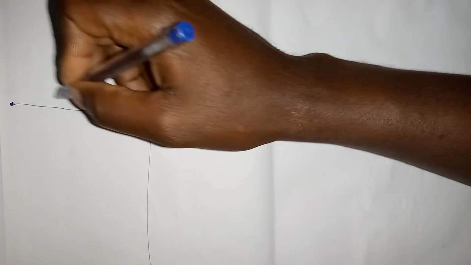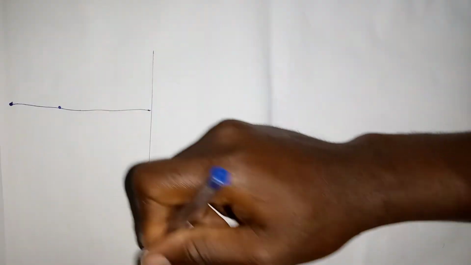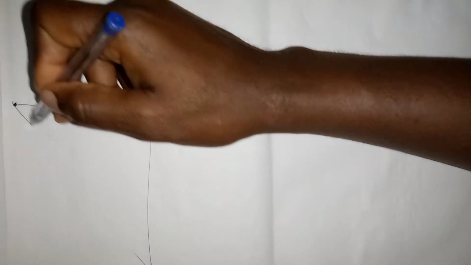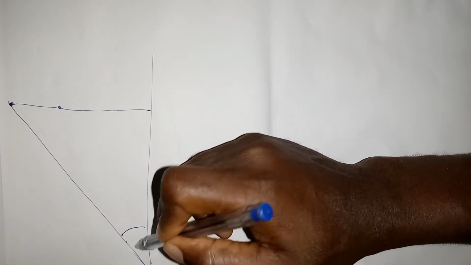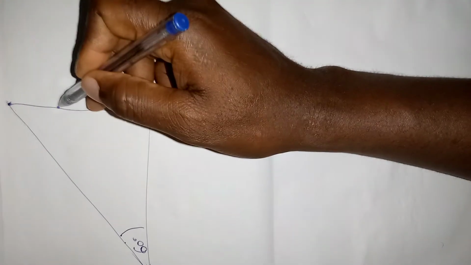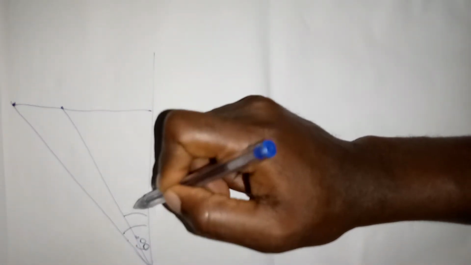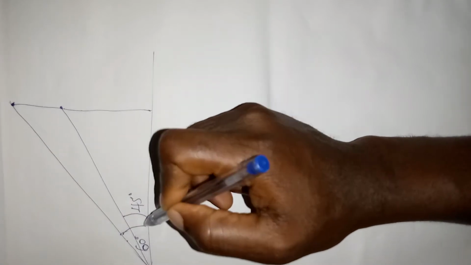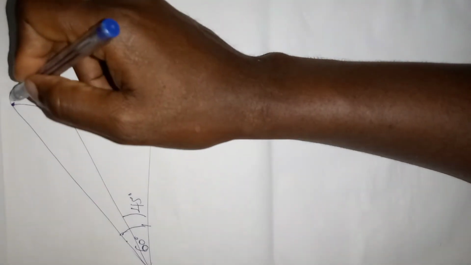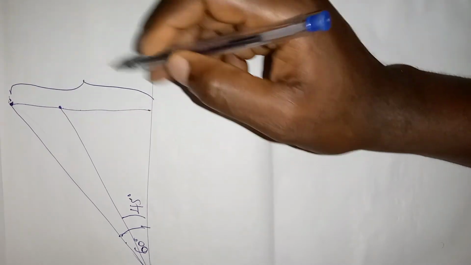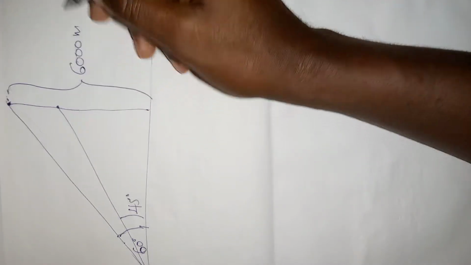So let's take this to be the observing point, and then the ground level as well, and the height of the planes. One plane is this and the other is this. So from the observing point, we have an angle of elevation of 60 degrees forming here, and from the second plane, an angle of 45 degrees is made. Now the height from the ground is 6,000 meters.